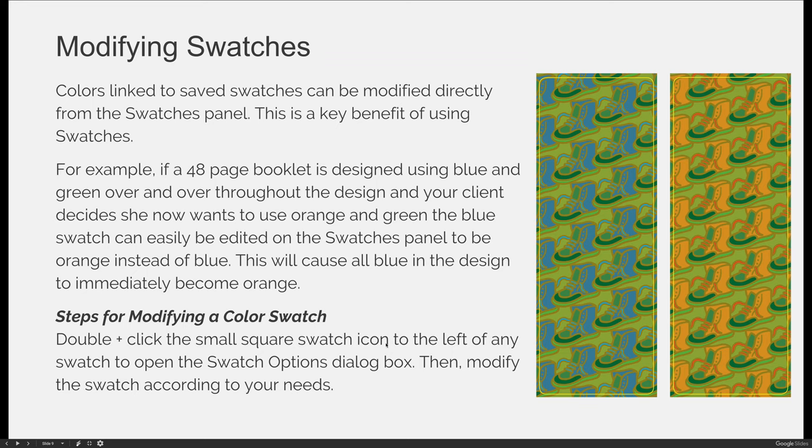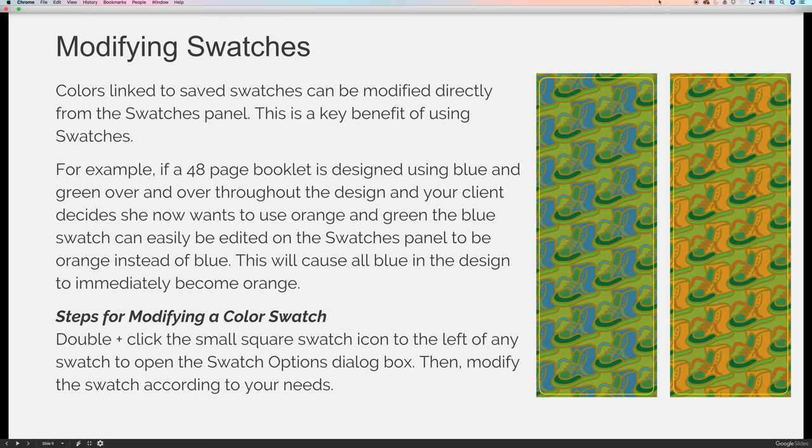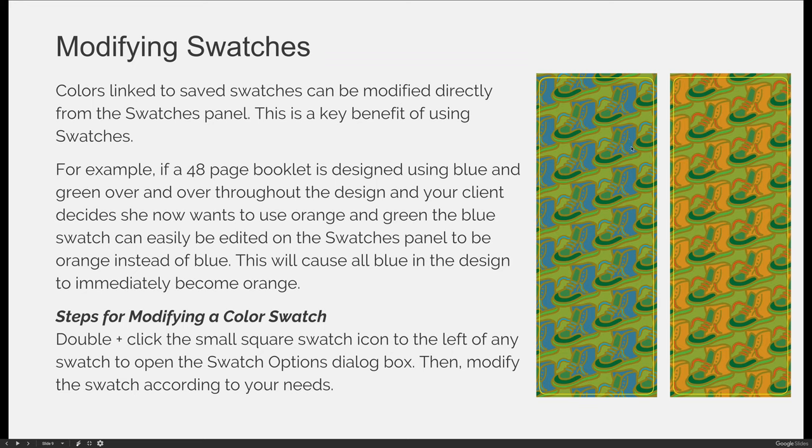And you can see I've actually used two colors of blue. There's a light blue and a medium blue. By saving those colors to the swatches panel and making sure that all the instances of those colors are linked to the swatches panel, I can easily go onto the swatches panel and change the medium blue to be a light orange and the light blue to be a dark orange color, and then it updates everywhere in the entire design.